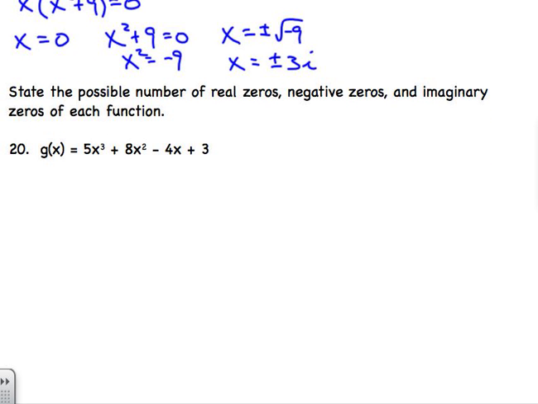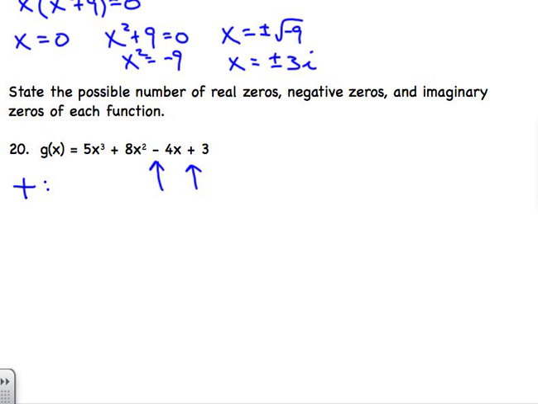For number 20, I'm trying to figure out the number of positive and negative zeros. For that, we use something called Descartes' rule of signs. To make a prediction of how many times g of x crosses the x-axis on the positive side, all I have to do is look at the sign changes of the equation. It starts off as a positive, stays positive 8x squared, but then it changes. It is negative 4x. Right after that, it becomes a positive 3. So there are 2 sign changes.